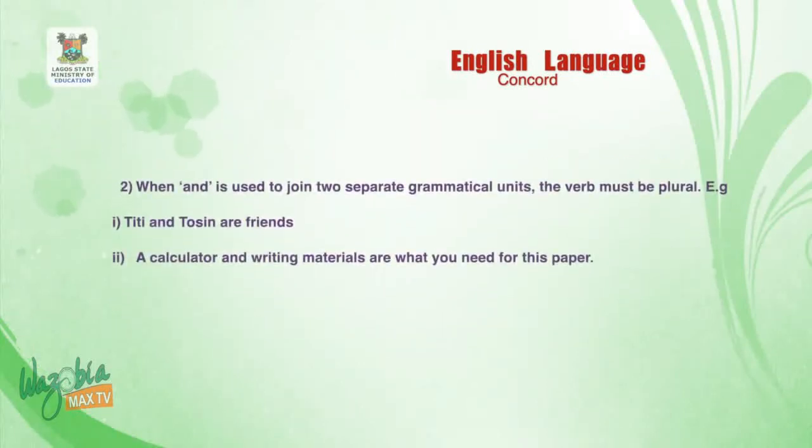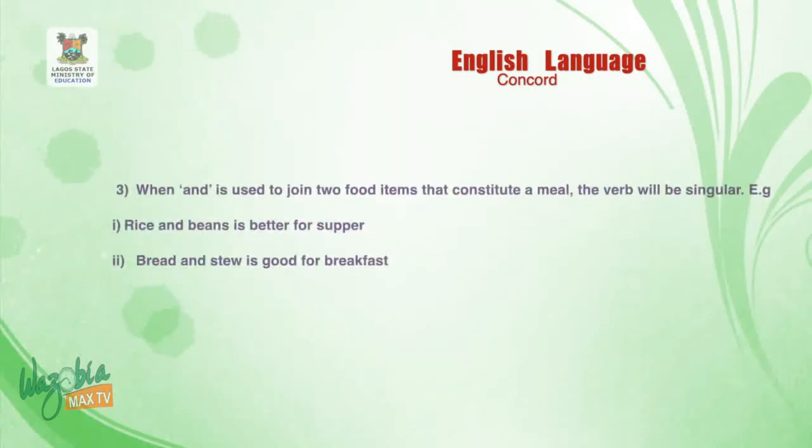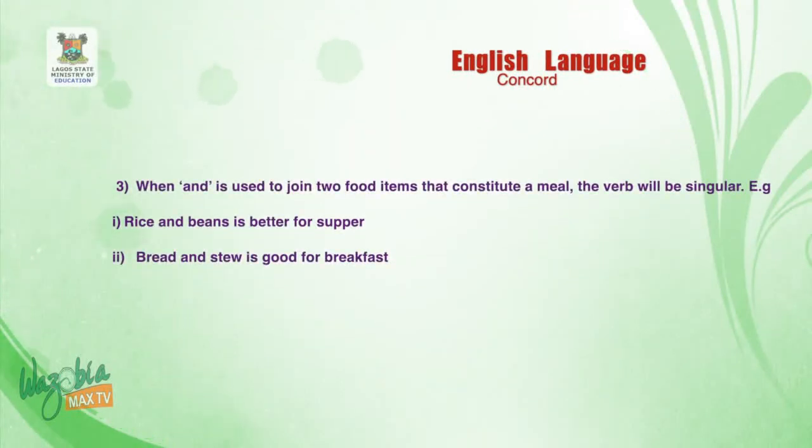Two, when "and" is used to join two separate grammatical units, the verb must be plural. For example, Titi and Tosin are friends. A calculator and writing materials are what you need for this paper. Three, when "and" is used to join two food items that constitute a meal, the verb must be singular. Rice and beans is better for supper. Bread and stew is good for breakfast.